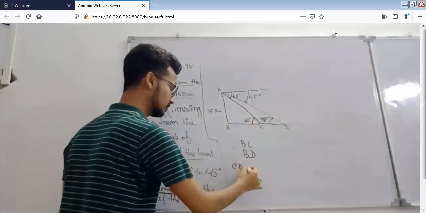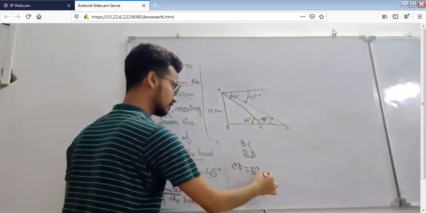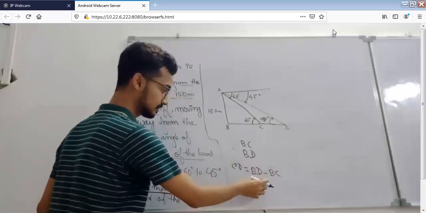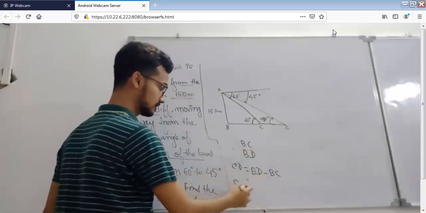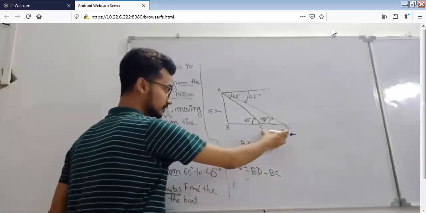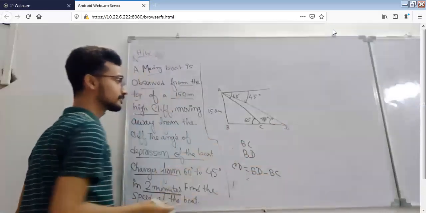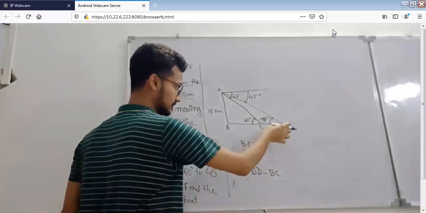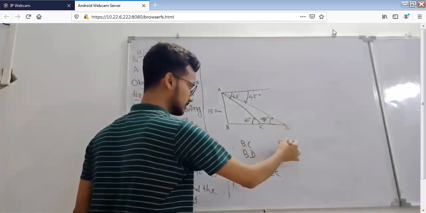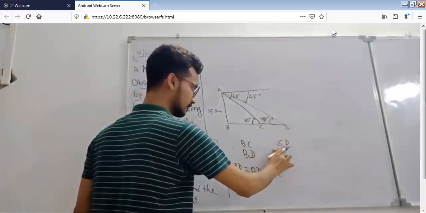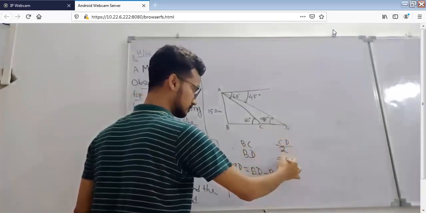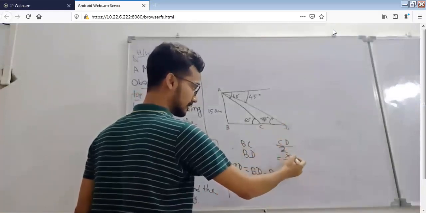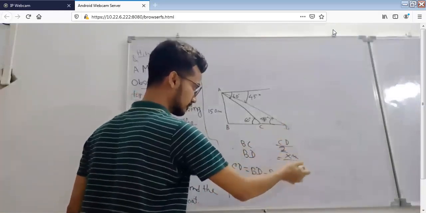So CD will be BD minus BC. So if you put the values, you will find CD. And after finding the value of CD, just apply the formula speed equals distance by time. So for traveling this distance, the boat is taking 2 minutes. That means the time is given, the distance we have already found. So it will be CD by 2 minutes. Suppose you have found X meter. But here you have to convert minutes into seconds, then you can find the speed.